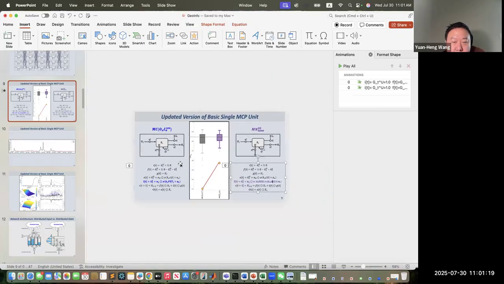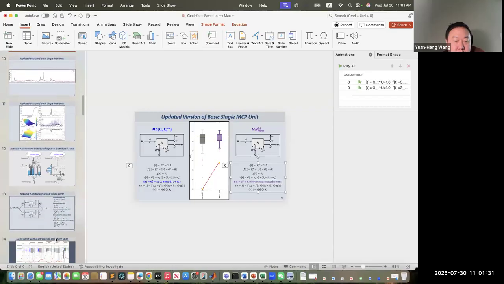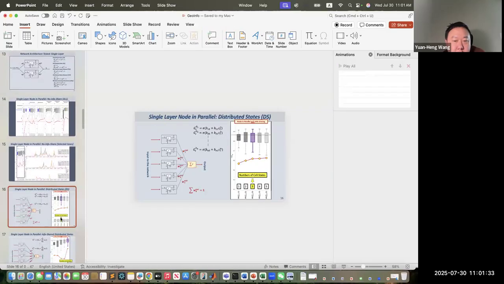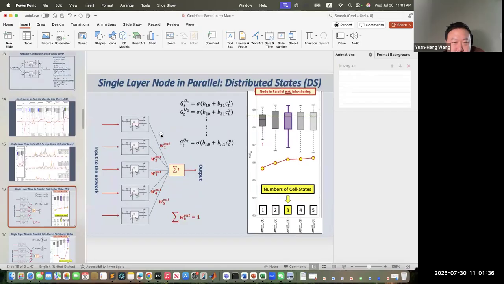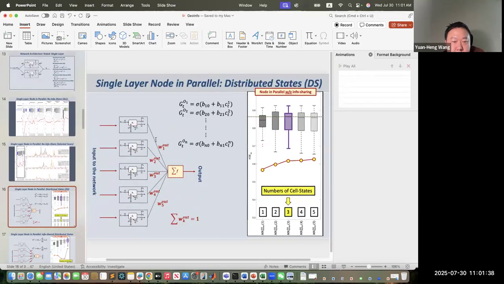But when you put a node in parallel, for example in the distributed state case, you will need a linear output layer to combine the result, right? So the simple case will be like this: you put all the nodes in parallel, and then you go through a linear output layer. In machine learning, you have weight and bias, and it can be any real value. But here I just use a softmax to ensure the mass balance at the network level.